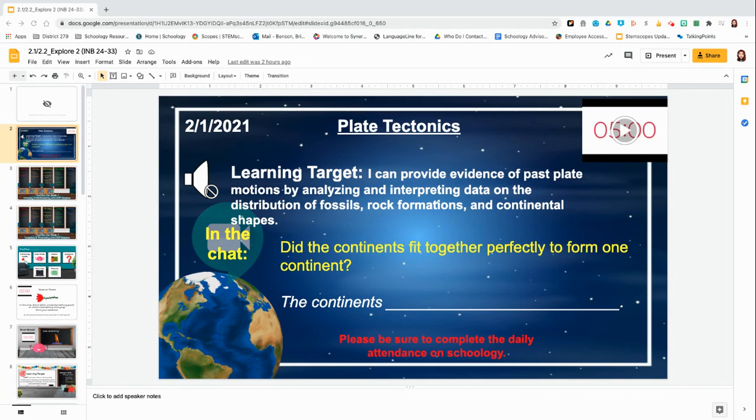Our learning target today is I can provide evidence of past plate motions by analyzing and interpreting data on the distribution of fossils, rock formations, and continental shapes.